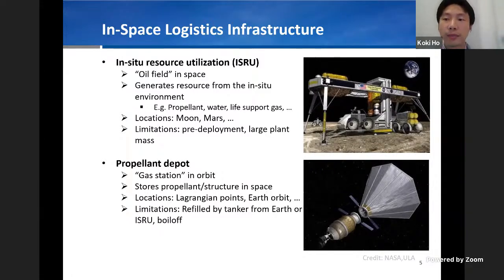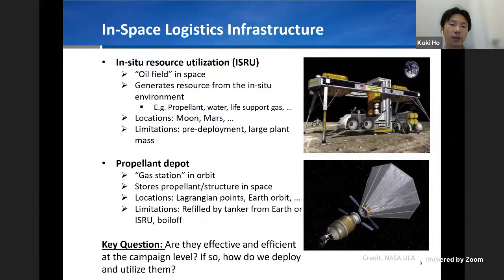And propellant depot is another concept that has been proposed for a long time. It's like a gas station in orbit. It stores propellant and sometimes even some reusable structures in space. There are different locations that have been proposed as potential storage locations, like Lagrangian points or Earth orbits and so on. But those propellant depots, of course, also require refuel missions by tanker from the Earth or from ISRU. And also storing the propellant in those depots can lead to boil off, which means that you cannot store your propellant there forever. Storing over a long time, you'll start to lose some of it.